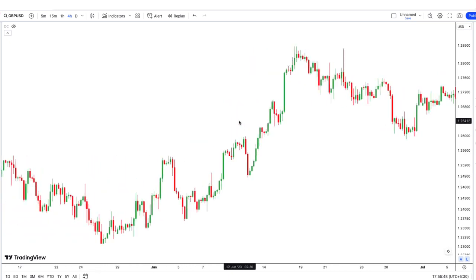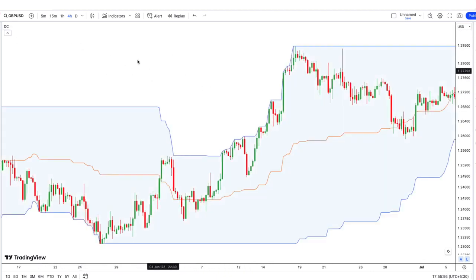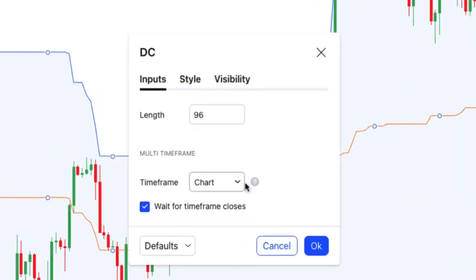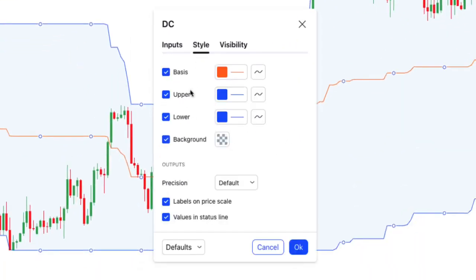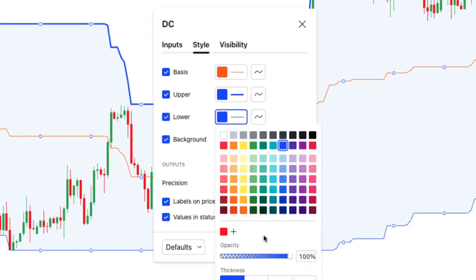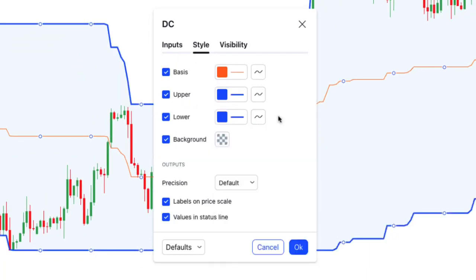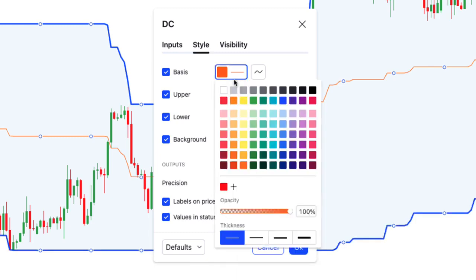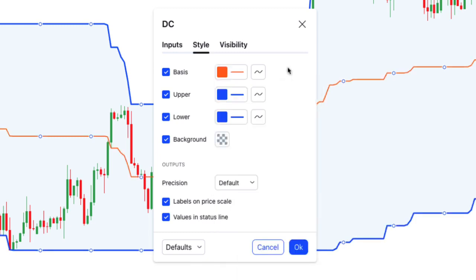Now that we have changed the length, we can see that there is also a multi-time frame option for the Donchian Channels Indicator. However, we won't be using this setting. Instead, let's head over to the Style tab. Once you have changed the length, we will be changing the colors of the upper and lower lines to a lighter blue in order to make them easier to see. That was all that we needed to do.